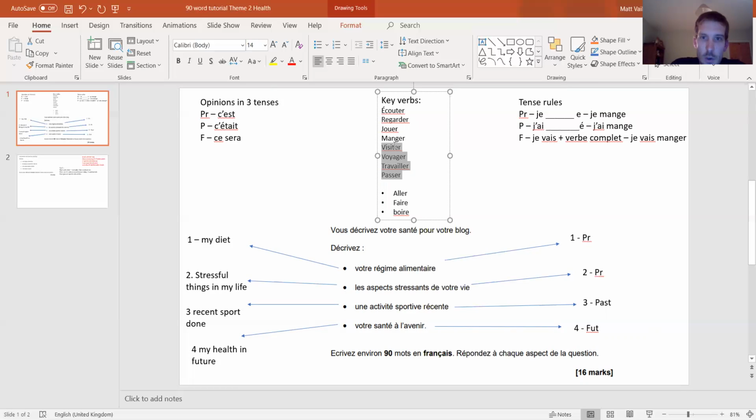So these ones, all ER, all follow our rule: je vais plus verb complet. Look, I've just noticed that accent's been written off. There we are, put that accent back on. Really important, don't forget it. So those 8 there all follow that rule.